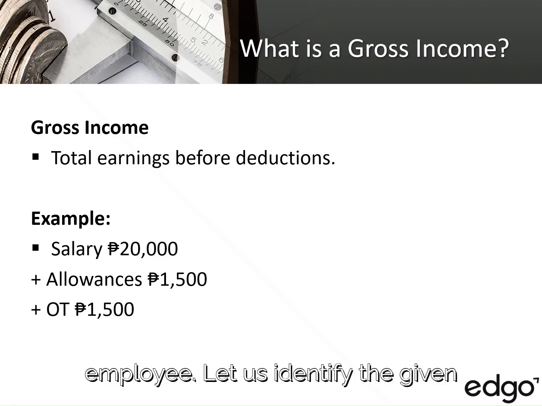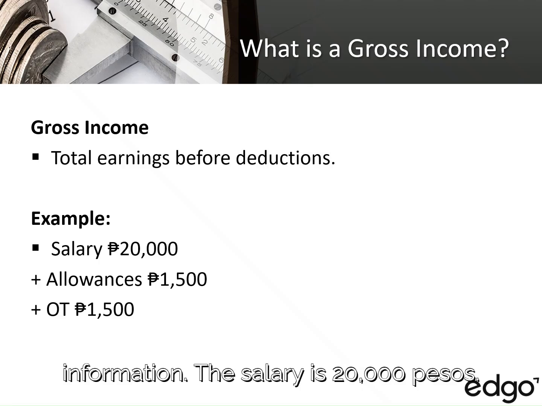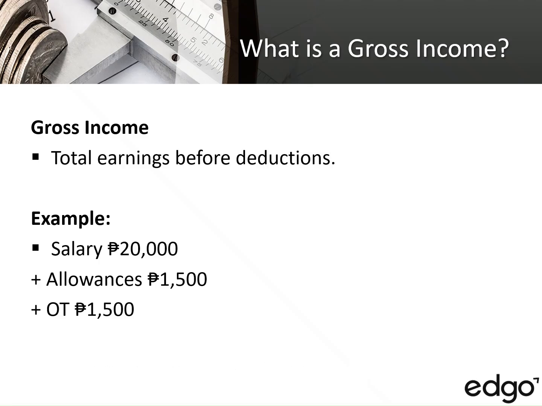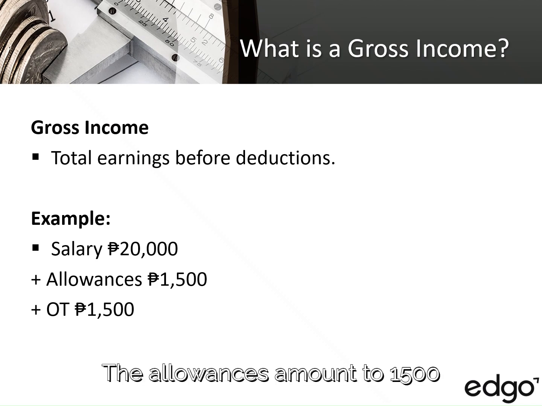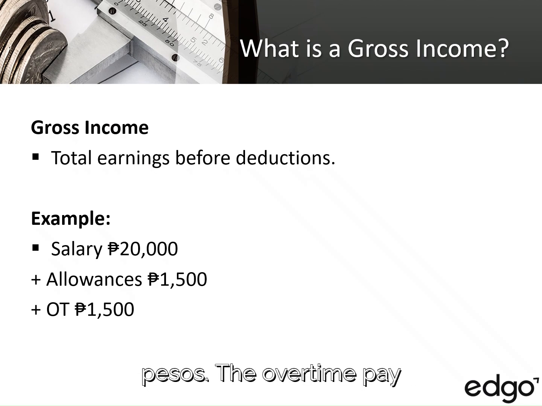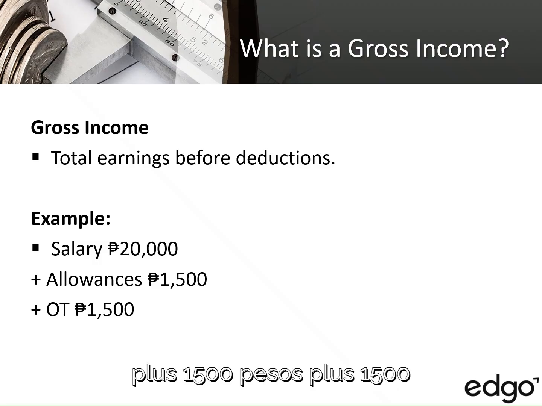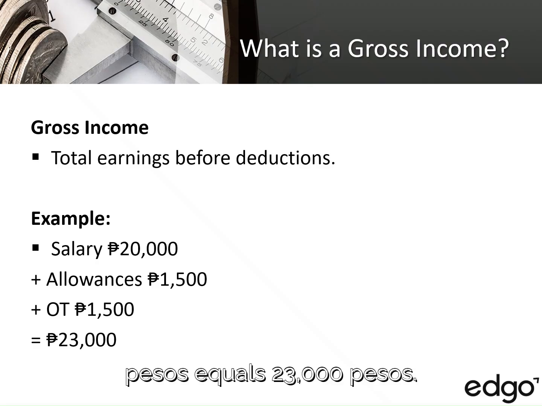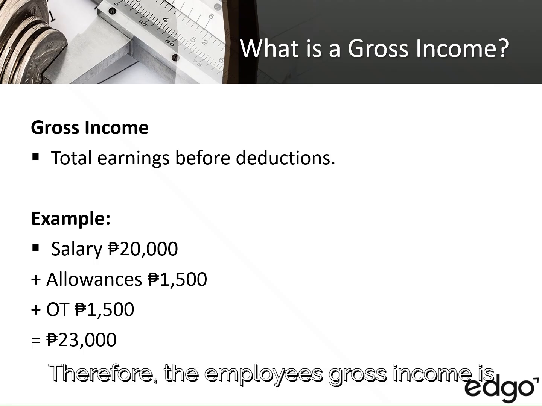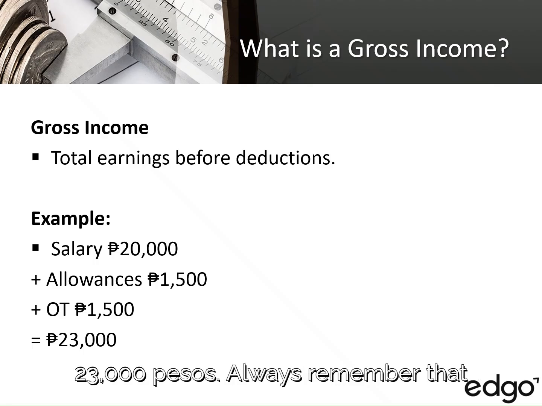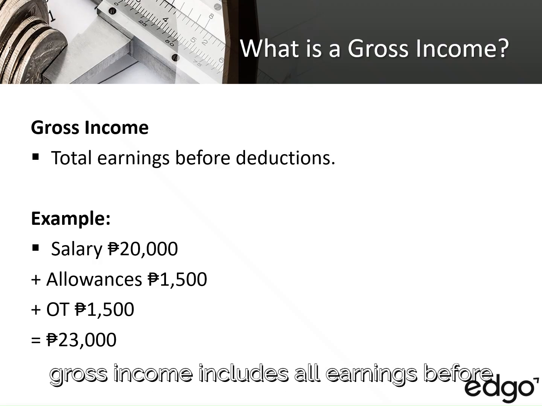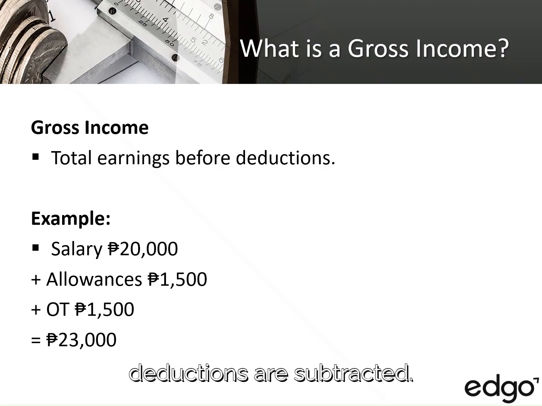Let us identify the given information. The salary is 20,000 pesos. The allowances amount to 1,500 pesos. The overtime pay is also 1,500 pesos. Now, let us add all these amounts together. 20,000 pesos plus 1,500 pesos plus 1,500 pesos equals 23,000 pesos. Therefore, the employee's gross income is 23,000 pesos. Always remember that gross income includes all earnings before deductions are subtracted.